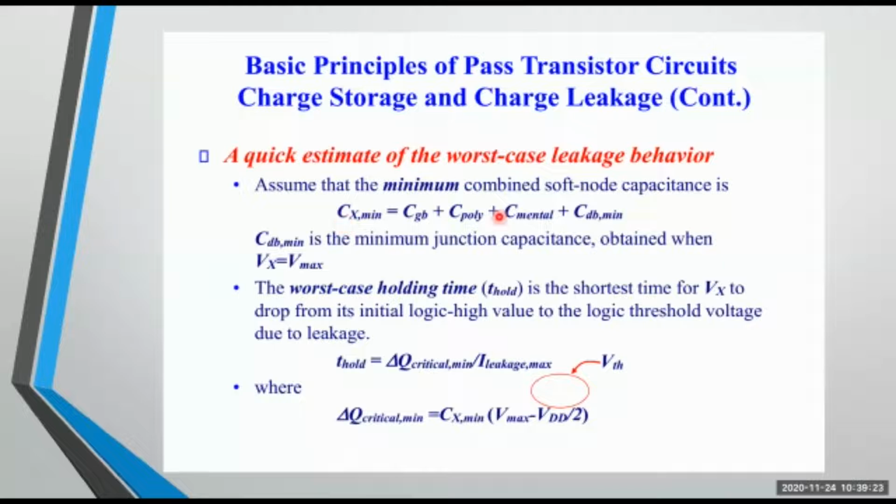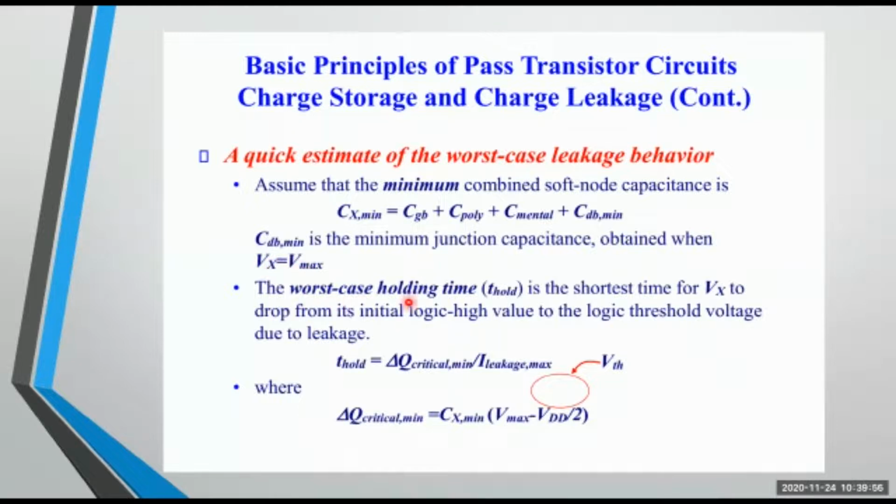It is mainly due to the CGB, which is the gate and bulk or substrate, plus the capacitance due to the polysilicon, the capacitance due to the metal, and also the capacitor due to the bulk and the drain terminal. So ultimately the entire capacitance stored in the capacitor will be because of all these capacitances. The capacitance due to the drain and bulk, a minimum junction capacitance, is obtained at Vx equal to Vmax. In order to get the minimum capacitance, Vx should always be equal to Vmax.